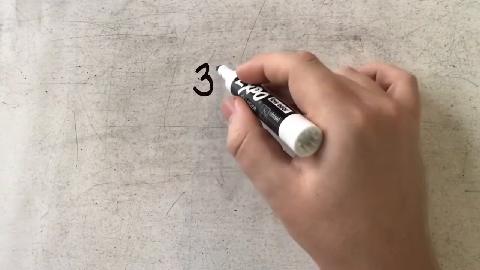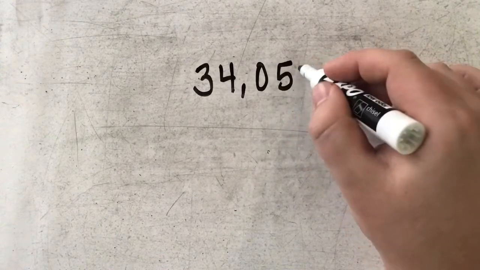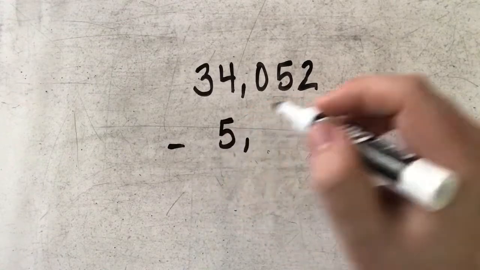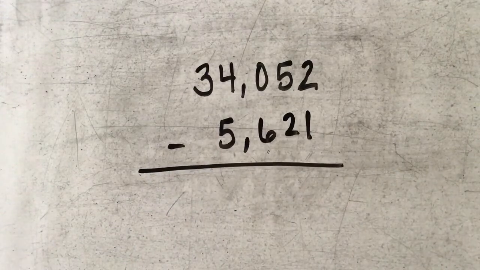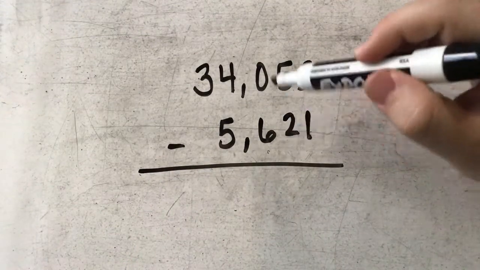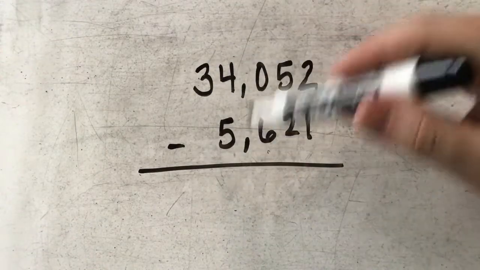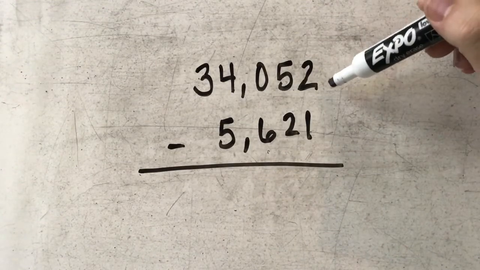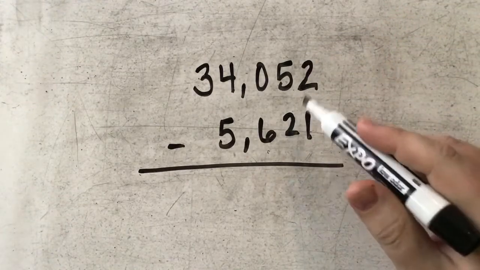Let's look at one other example. In this example, we're going to have 34,552 subtract 5,621. And again, you'll notice I have lined up my digits by their place values so that the ones, the tens, the hundreds, and the thousands are all matching. And again, reminding myself of my poem, if there's more on top, there's no need to stop. So in this case, 2 is greater than 1, so I can take 1 from 2, and 2 minus 1 is 1.